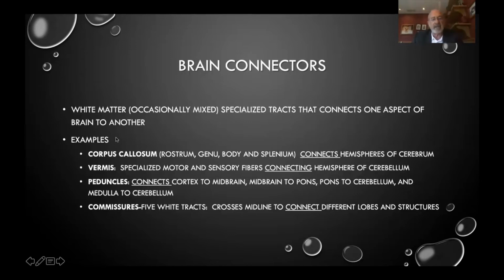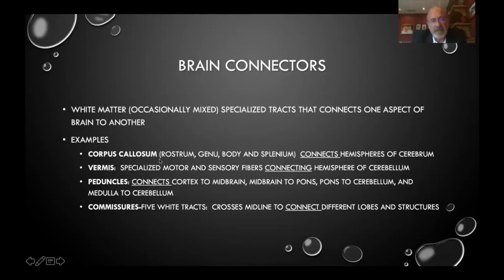Another key connector is called the vermis. Vermis is given the term because it had somewhat of an early appearance of a worm-like texture. That's what early anatomists described it as. In reality, it is specialized motor and sensory fibers encompassing both gray and white matter tracts, and this connector will link both hemispheres of the cerebellum.